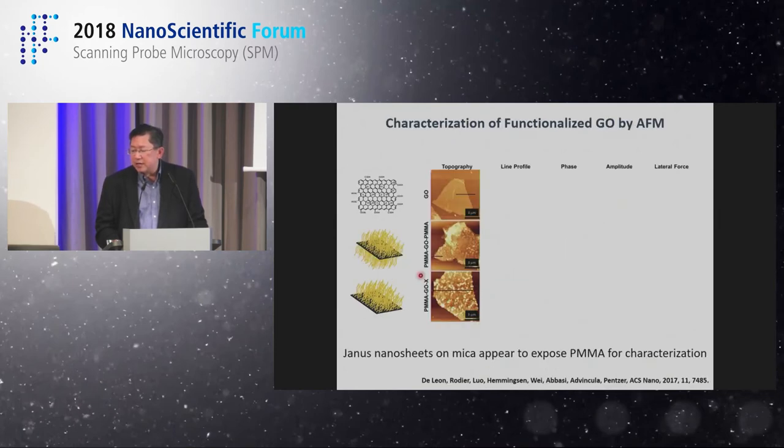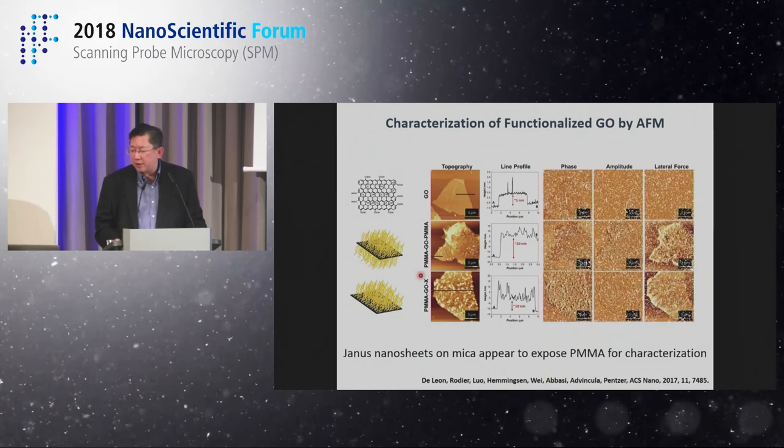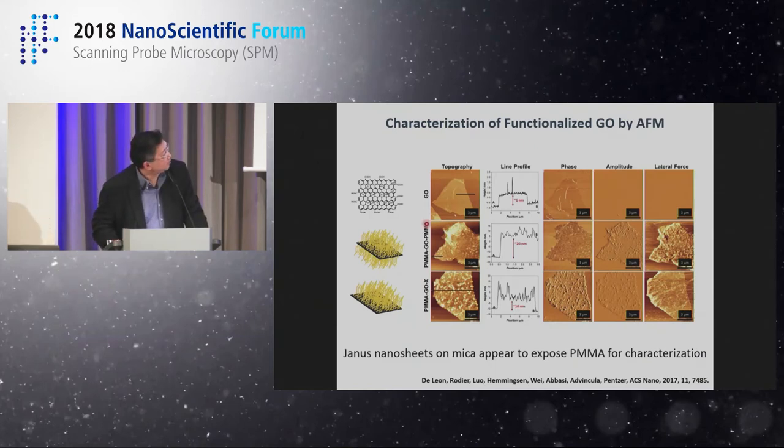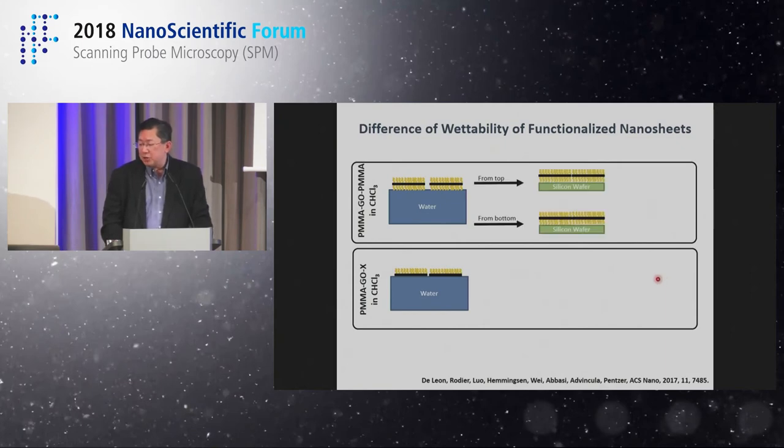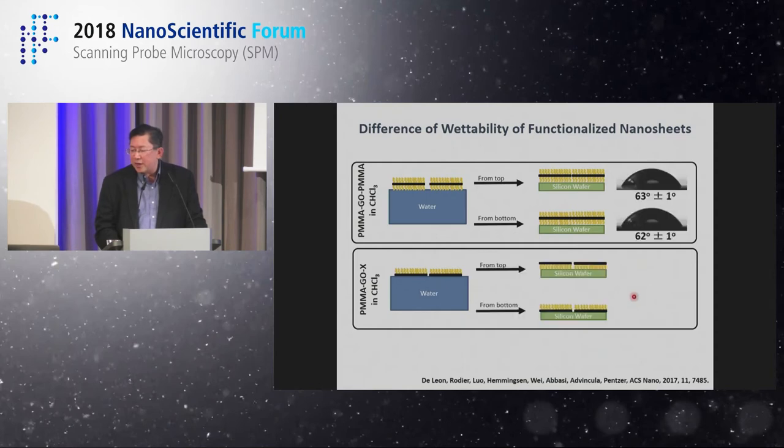Here we can see that AFM is key, because the thickness is twice that of a completely functionalized graphene oxide versus half that of the material. We can also observe that the morphology is different based on the phase, amplitude, and lateral force images. However, we had to use Langmuir-Blodgett techniques, because with them we can pick up the two nanosheets differently and then analyze their wetting behavior.